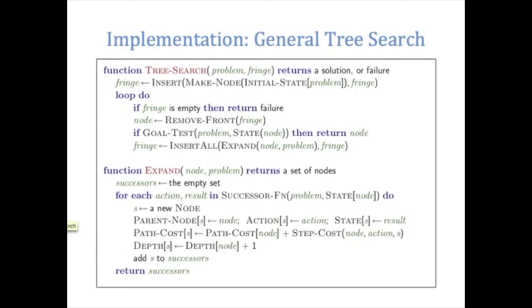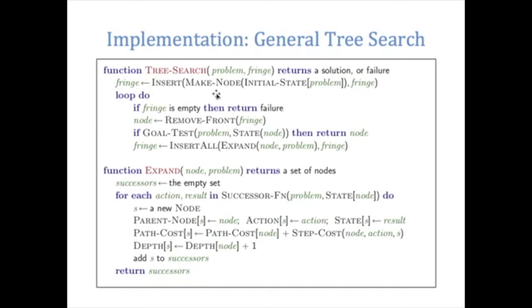So in general, and not really worrying about the strategy for the moment, what we'll do is define our general tree search as a function, tree search. It's got a problem, which is basically the state space. It's got the fringe, which is our set of open nodes, the ones that we've created but haven't explored yet. And it's going to return a solution, which is going to be a sequence of actions, or failure.